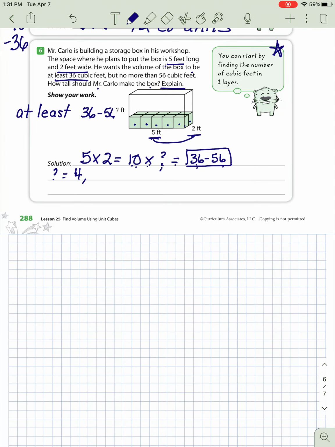Could it be 5? 10 times 5 is 50. Well, that would work. 10 times 6 would get me 60. That would go over. So I have 2 choices. Okay? So I can either make my box right here, this could either be 4, or I could make one that would be 5.